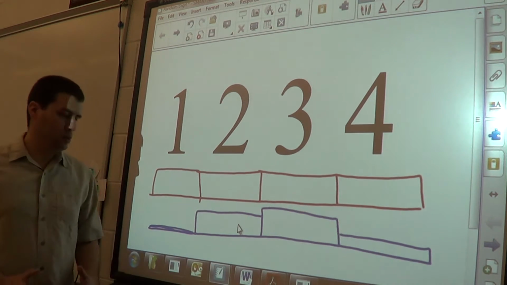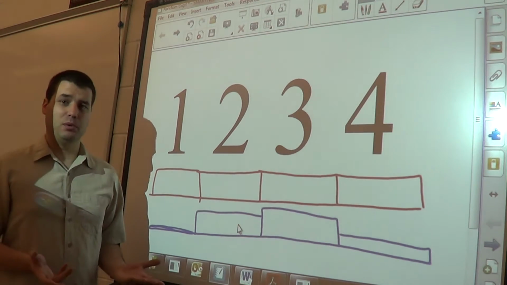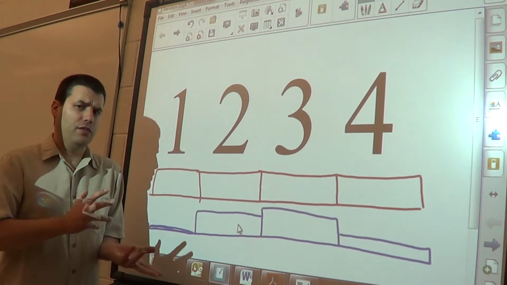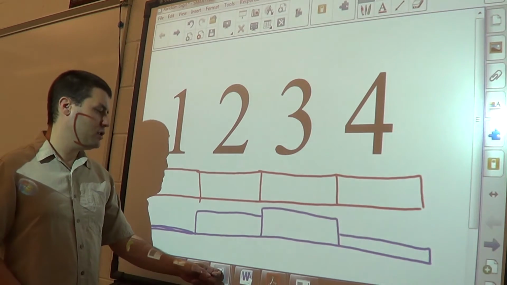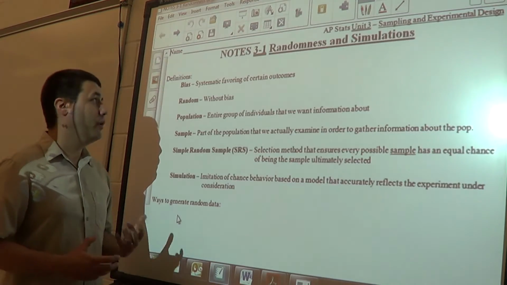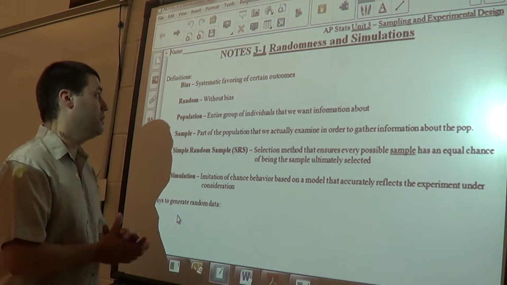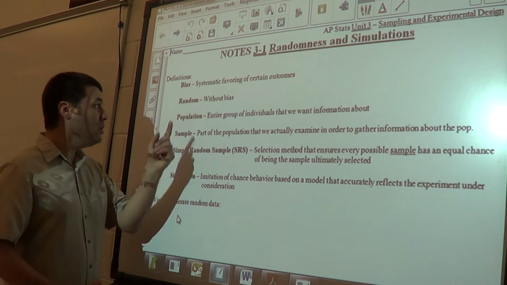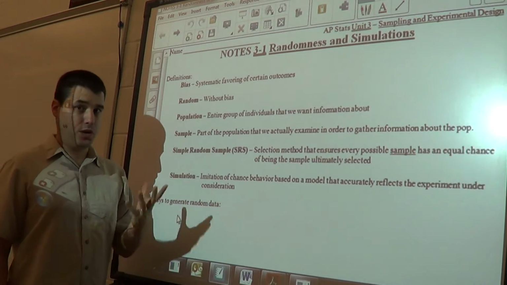The thing is, even when people want to be random, don't want to have bias, it's not really possible. We're all born with our biases, our favors, our preferences, so we need something else. So this is all going to be about how do we generate random data, and how do we simulate a long process of generating random data. So what is random? To be random means to not have bias.